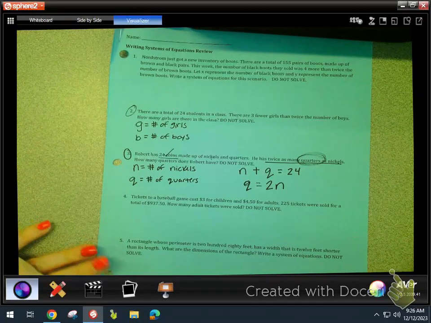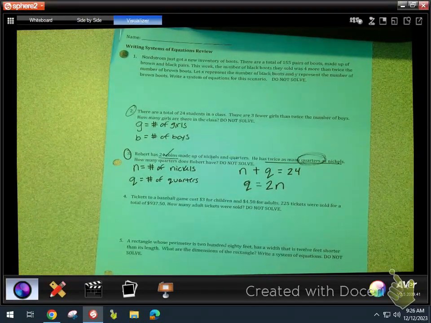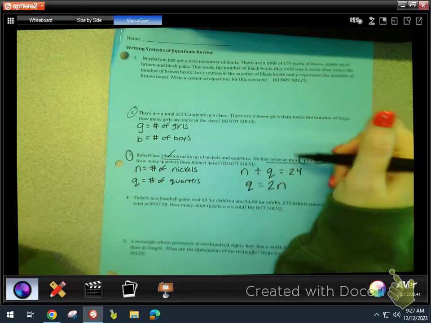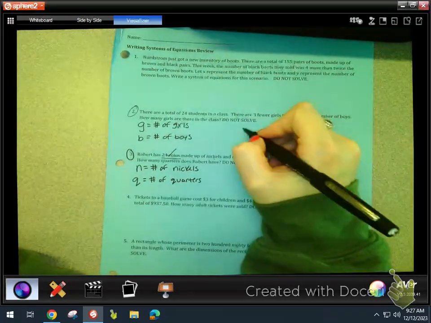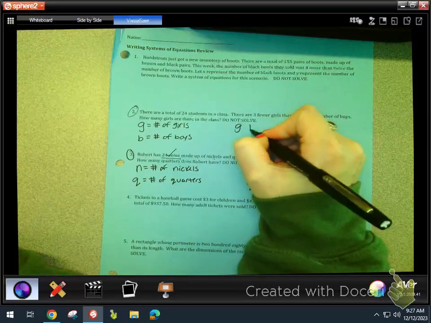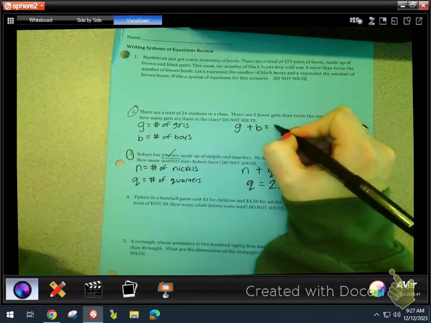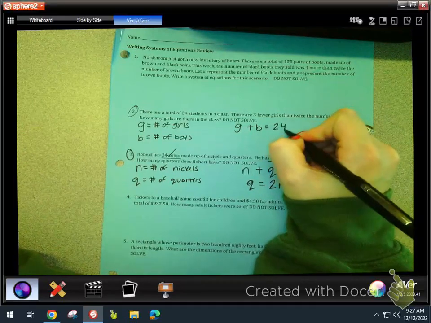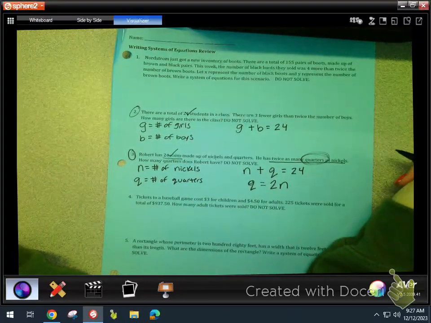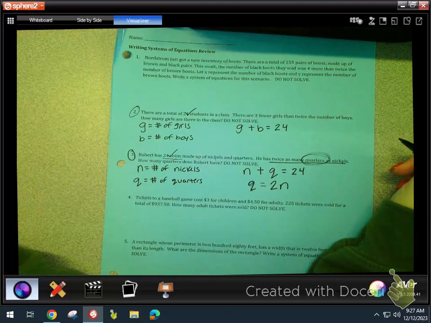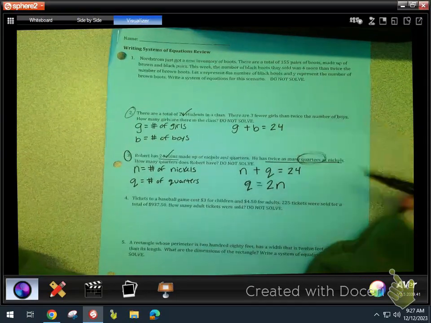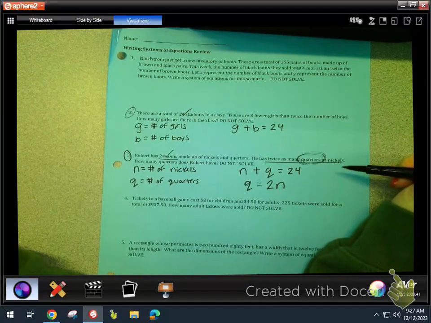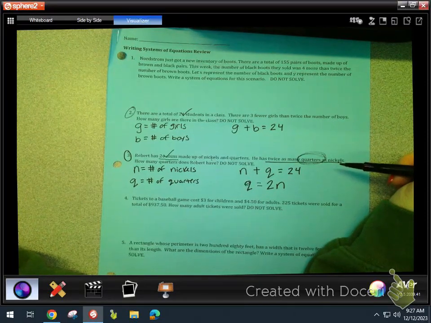Again, that first sentence, total. Total is found by adding. How do we get a total of 24? This is the easy one. Adding what? G plus B. G plus B equals 24. Add them all up. Add the number of girls, add the number of boys. That's the total number of kids in the class. Does that make sense? Yeah.